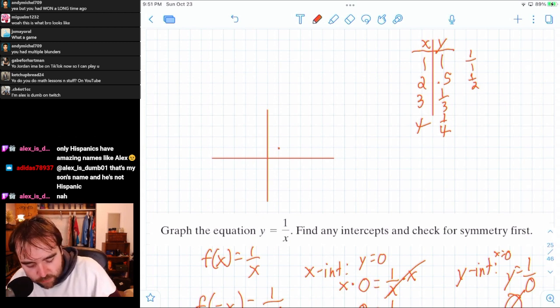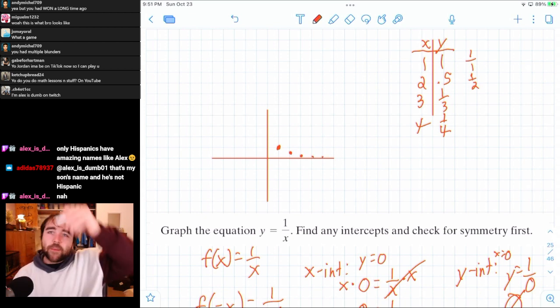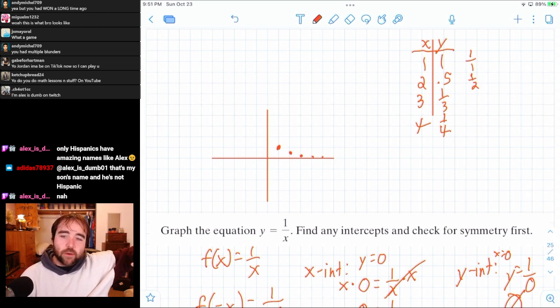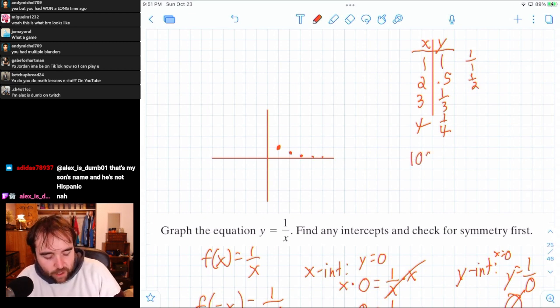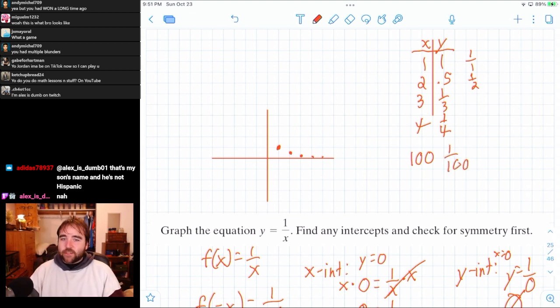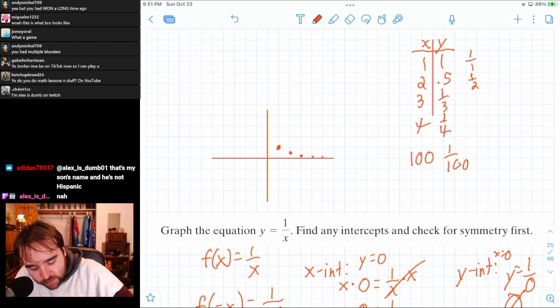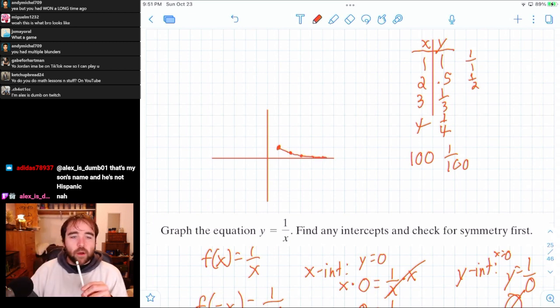If we start plotting these points, 1, 1, 2, 1/2, 3, 1/3, and so on, look at what's happening. It's getting closer and closer to 0. But what's going to happen as x gets bigger? Is it ever going to get to 0? What happens if x is like 100? Well, it's going to be 1 over 100. It's still not going to be 0. So this graph, as we go this way, is getting closer and closer to 0.